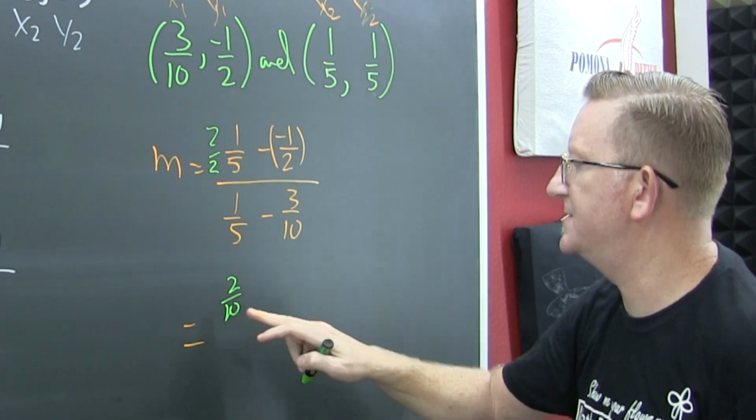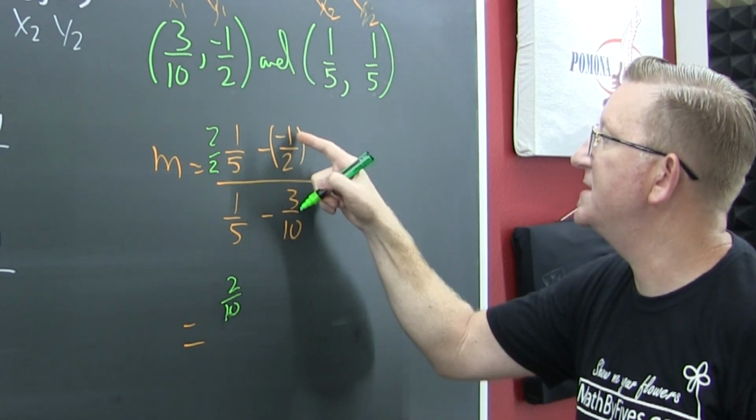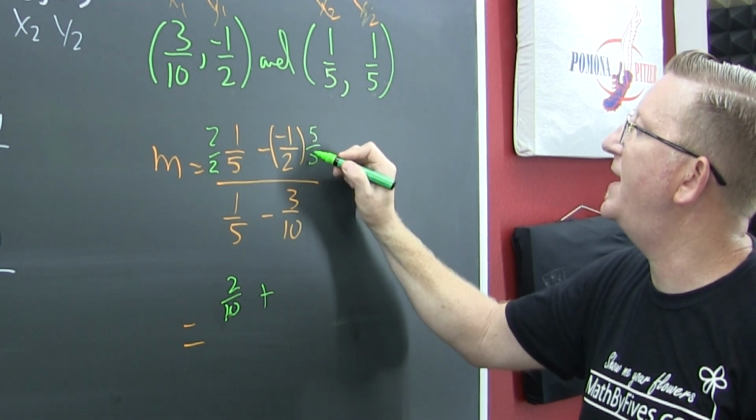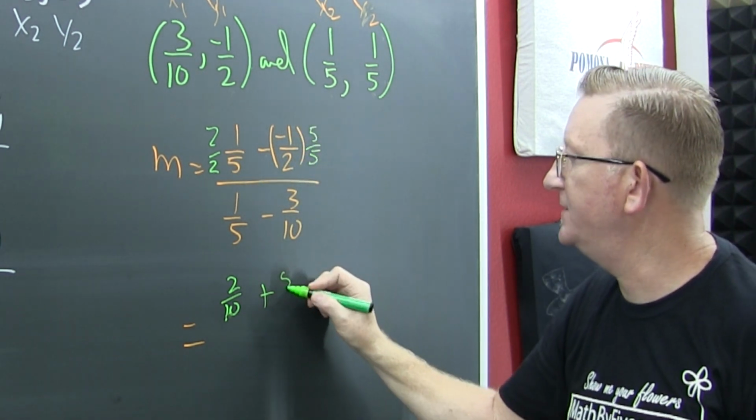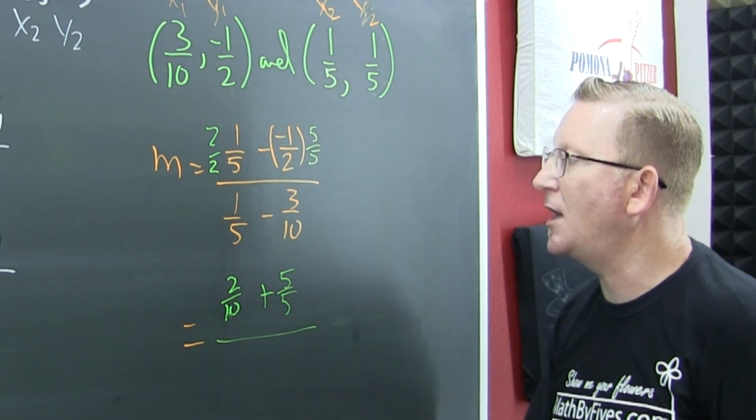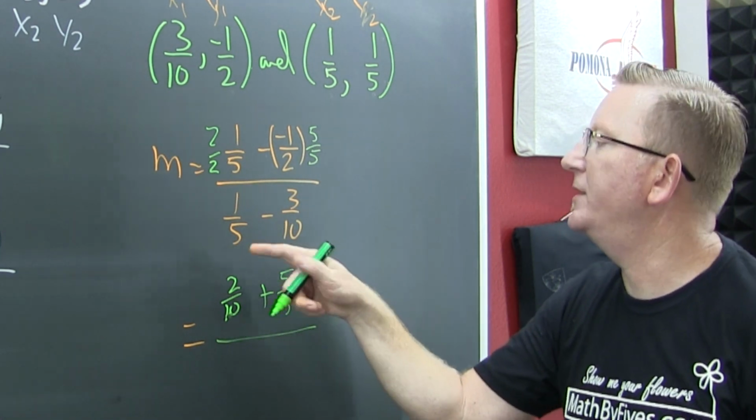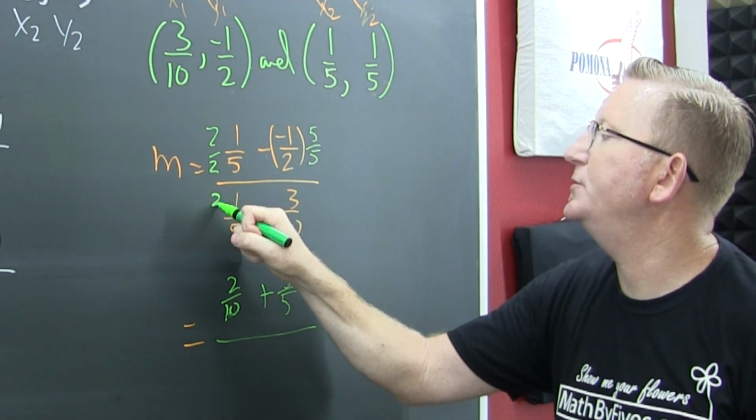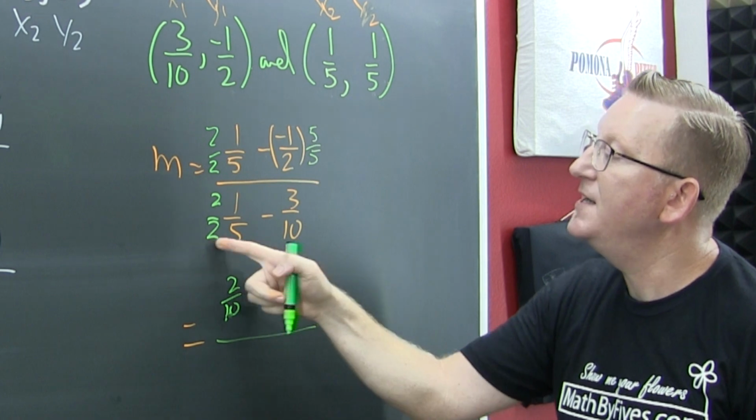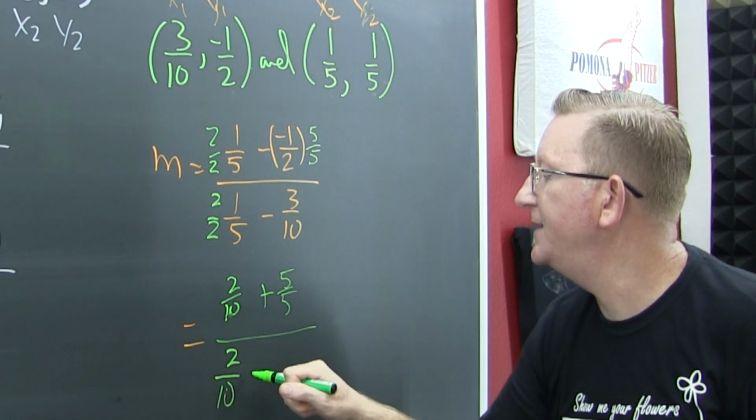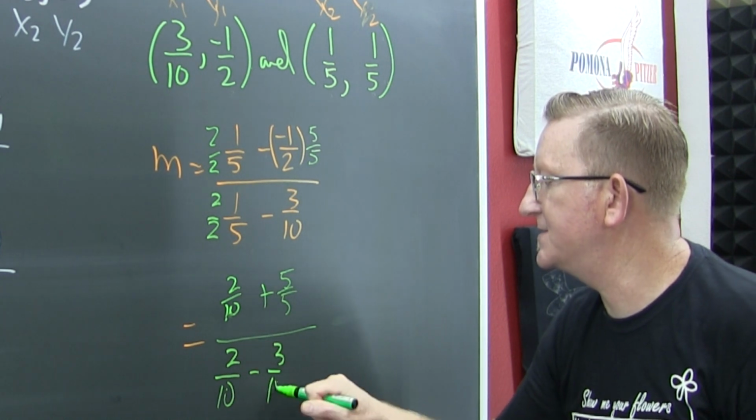And then minus and minus makes plus, and I'm going to multiply this by 5 over 5. So then that's 5 over 10. And then I'm going to get a common denominator in my denominator. So my common denominator is going to be 10. Then this is going to be a 2 over 2, because I wanted the denominator to be 10. So that's 2/10, and then this is minus 3/10.